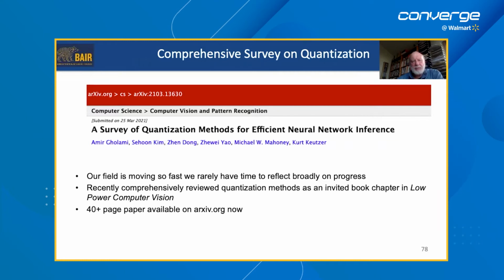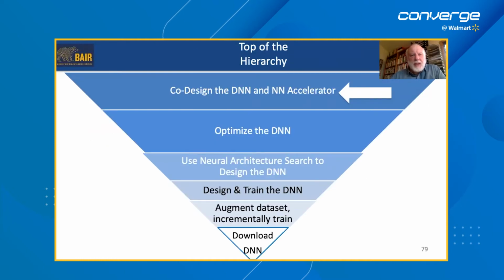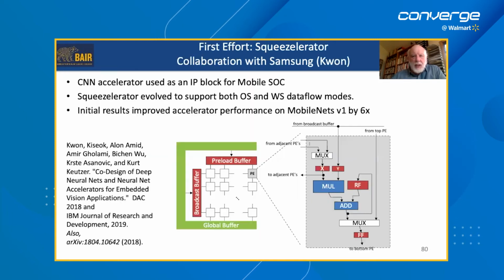And we feel that we've been at this long enough that it's been satisfying to take a step back and not just try to survey our own work, which we've been working on for a number of years, but very broadly survey the work in quantization. And that will be showing up as an invited book chapter in low power computer vision, and it's currently available in arXiv. So the last step of the hierarchy here is in which you actually design the deep neural net simultaneously with the neural net accelerator, or co-design it. And although this hasn't been very much of a focal effort of ours, it has been very educational in helping us to understand how the neural nets match to hardware.